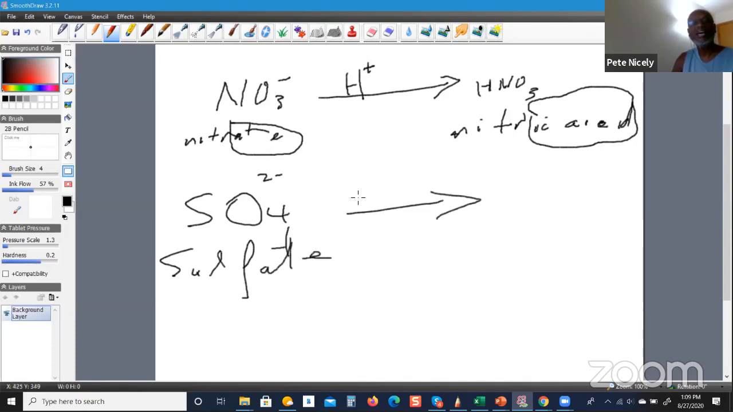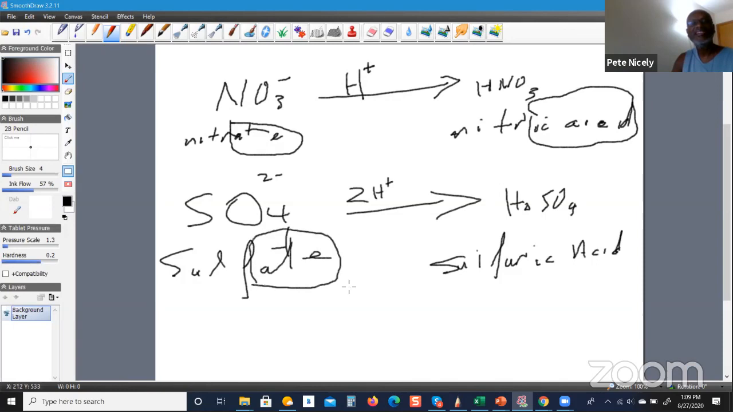And in this case, you need to add 2 H plus. So this becomes H2SO4. And the name of this acid is sulfuric acid. All right. So that's basically how we name these acids. Again, you see the ATE ending is replaced with ic acid. All right. So that's basically how we name oxyacids.